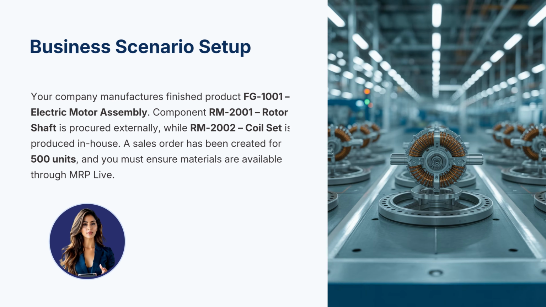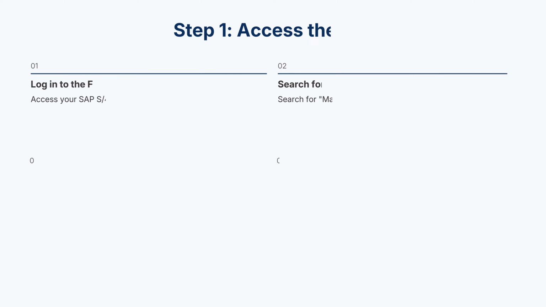Business scenario setup. Let's set the scene. You're managing Plant 1010, which manufactures FG1001, electric motor assembly. This product requires RM2001, rotor shaft purchased from a vendor, and RM2002, coil set, which is produced internally. A new customer order for 500 units has been received, and you'll now run MRP to ensure all materials are available on time.